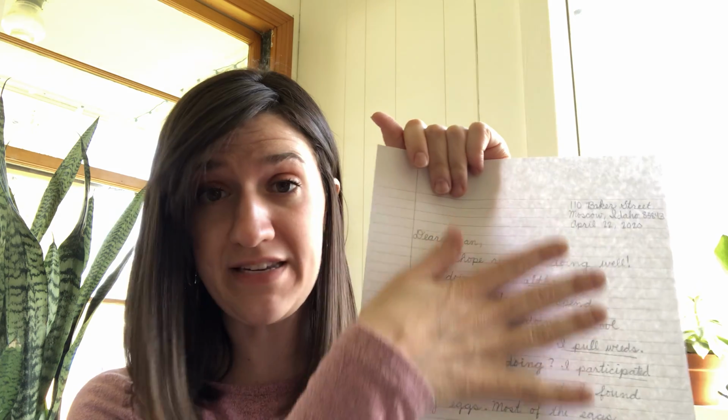If you're not really sure what you should write about, here are some ideas. It says, dear Ryan, I hope you're doing well. I am doing fine, although I miss music class. I spend numerous hours doing schoolwork and yard work. I pull weeds. What are you doing? I participated in an Easter egg hunt. I found many eggs. Most of the eggs were filled with jelly beans. Hopefully, I will see you soon. Sincerely, Jack. So if you're not sure what to write, you could take some ideas from Ryan's letter, right? Talk about Easter. Talk about what you miss about school, or what you love about doing at home. Those are all hot tips for you.